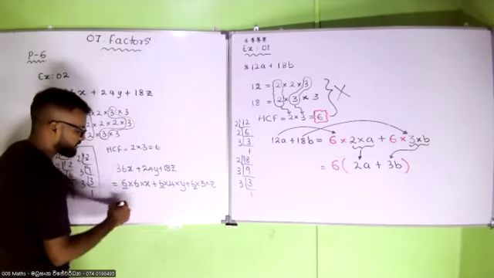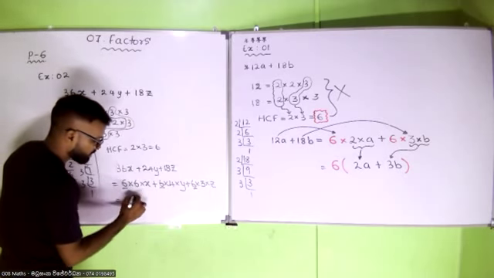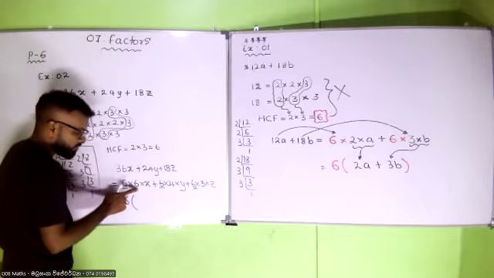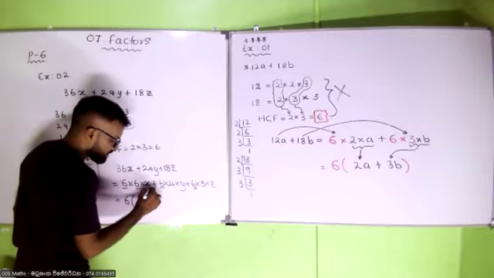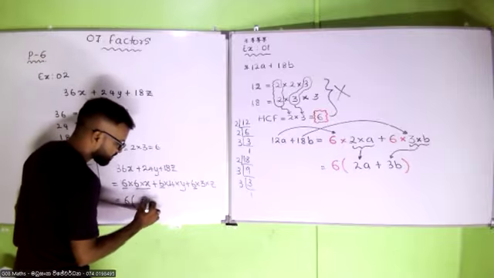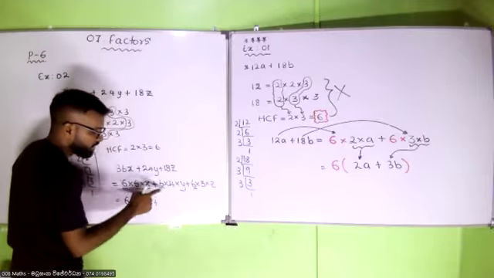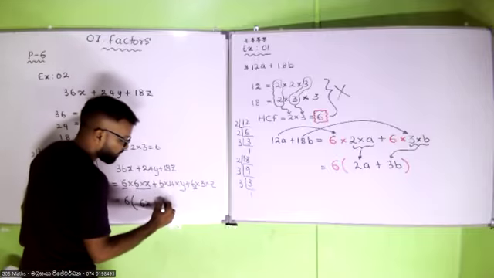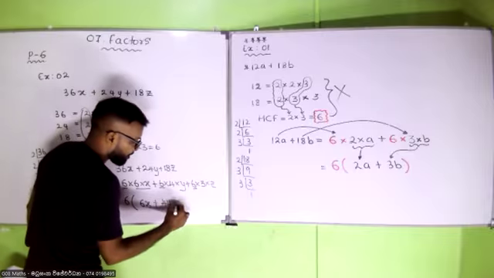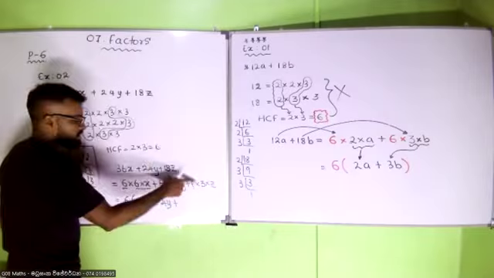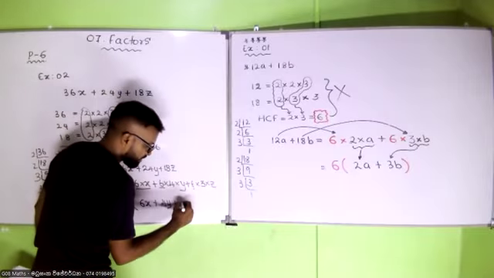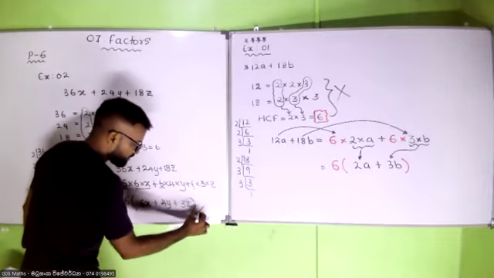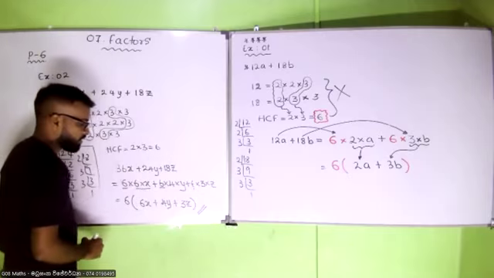So take 6 out, open the bracket. If you take out 6, the rest is this: 6 times x means x, plus 4 times y, 4y, plus 3 times z, 3z. This should be your answer. Done.